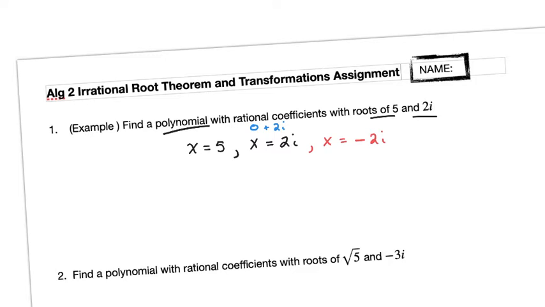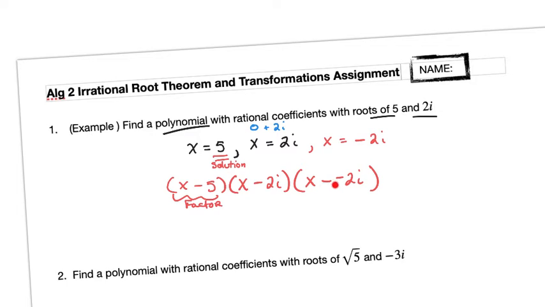And then we just use the factor theorem. The factor theorem just says if 5 is a solution, then x minus 5 is a factor. Okay, same thing with the 2i. If 2i is a solution, then x minus 2i is a factor, and same with negative 2i. If negative 2i is a solution, then x minus negative 2i is a factor. Now you'll notice here you get this double negative, and so that just becomes a plus 2i right there. Okay, and that's the polynomial. They want me to find the polynomial.